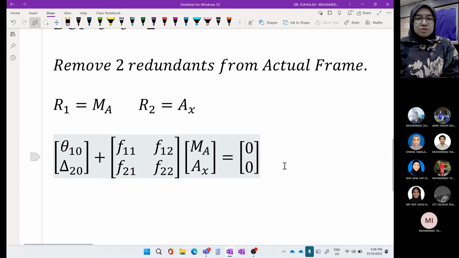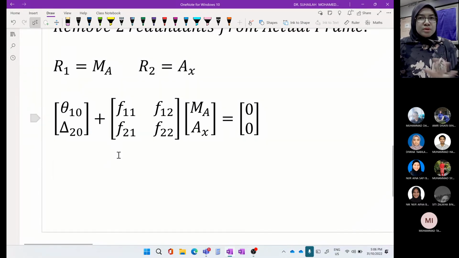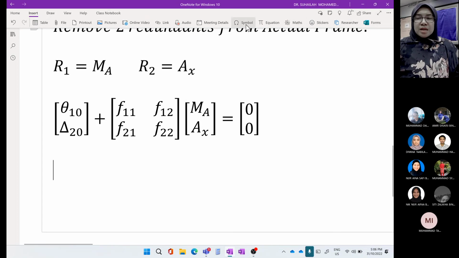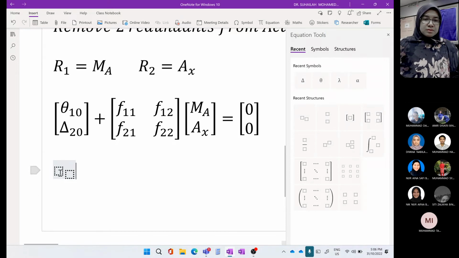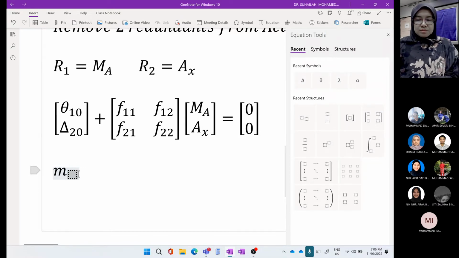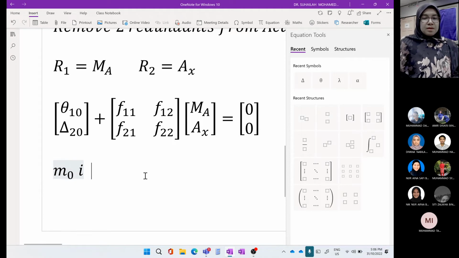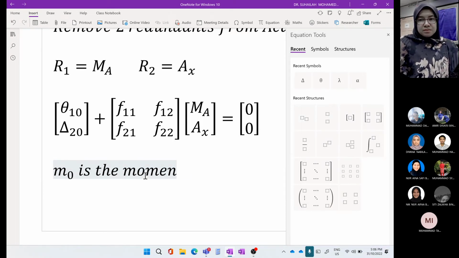Okay, so I don't want to type the formula. What I want to explain is the three notations that we use inside this displacement. It is 0, 1, 2, representing M0, M1, M2, and M0 is the moment equation.